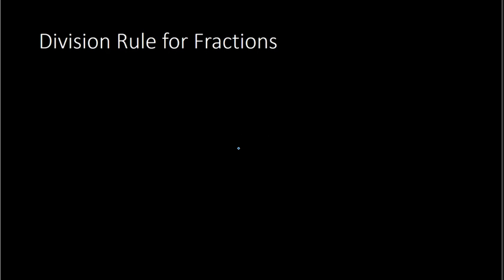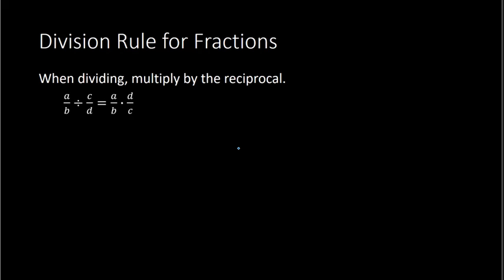So as we're dividing, just a reminder of our division rule for fractions. When we're dividing, what we are doing is we are multiplying by the reciprocal. So for example, if you had a over b divided by c over d, that is the same thing as multiplying. Instead of c over d, it's multiplying by d over c.